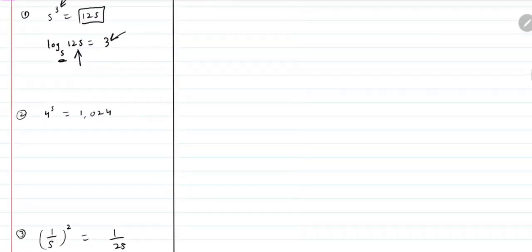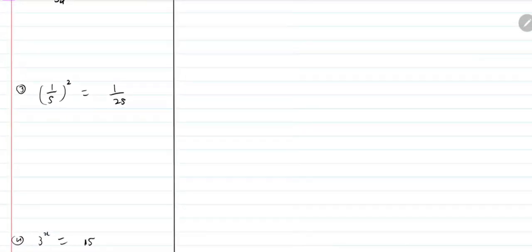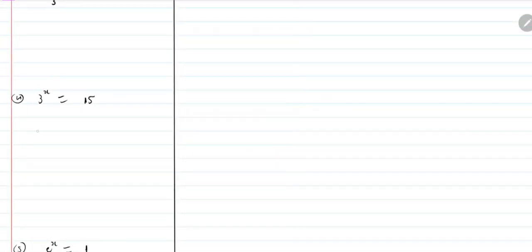Now the next one, 4 raised to the power of 5 is equal to 1024. In log form, this is going to be log base 4 of 1024, and that is equal to 5. What about this one here? All right, my base is 1/5, so log base 1/5 of 1/25 is equal to 2. All right, here I want my base to be 3, so log base 3 of 15 is equal to x.